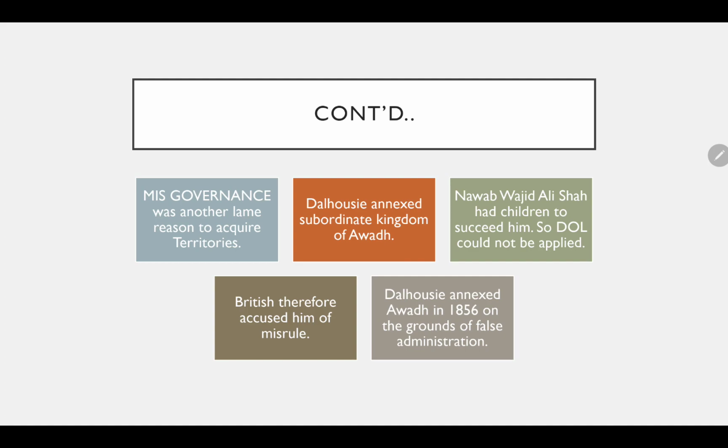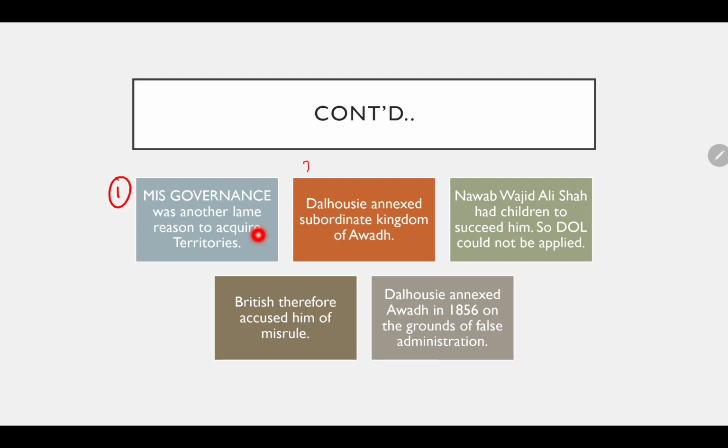Further, under the Doctrine of Lapse, misgovernance was another lame reason for acquiring territories. The British thought that the Indian governance system was malfunctioning, or that there was no governance. Giving those kinds of lame excuses, the British annexed other territories also.